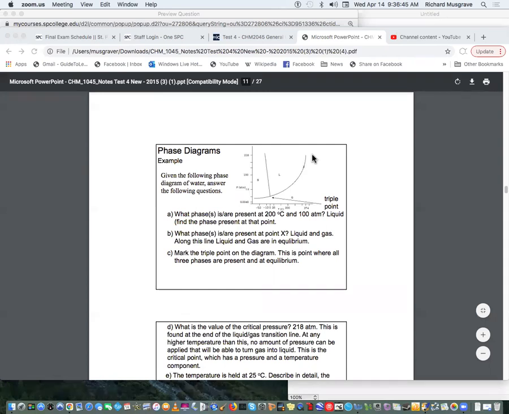So there are 2 things associated with the critical point. We've got a critical temperature and we've got a critical pressure. The pressure is 218 atmospheres, and the temperature is 374 degrees. So that would be the end of the liquid gas line.